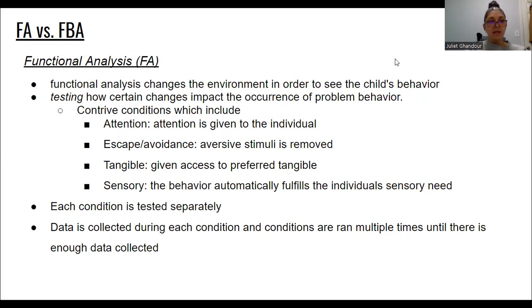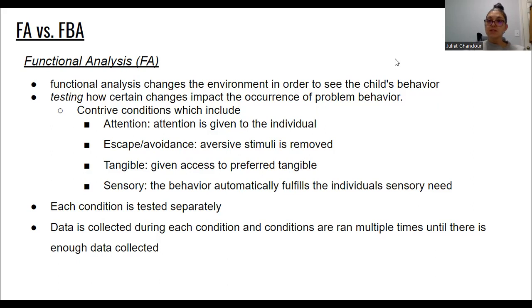In an FA, conditions include an attention condition. During the attention condition, attention is given to the individual when they engage in the target behavior. During the escape condition, aversive stimuli are removed when the child engages in the target behavior. During the tangible condition, when the target behavior is engaged in, they're given access to preferred tangibles. And then there's sensory, which is automatic reinforcement. The behavior usually automatically fulfills the individual's sensory need.